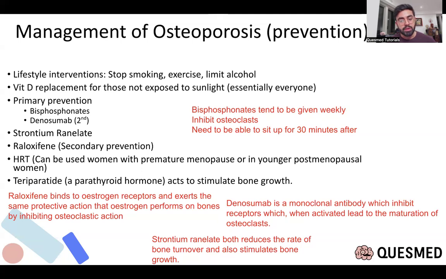Denosumab is a monoclonal antibody, which is often second line because it's very expensive. And then in terms of other options that we have, raloxifene and teriparatide, these are sort of third, fourth line agents, and you don't need to know a lot about them. I've only put their mechanisms here for completeness. And of course, hormone replacement therapy in women who are eligible for it.